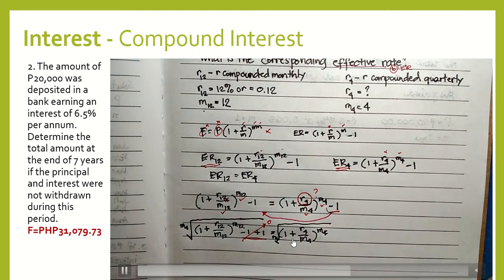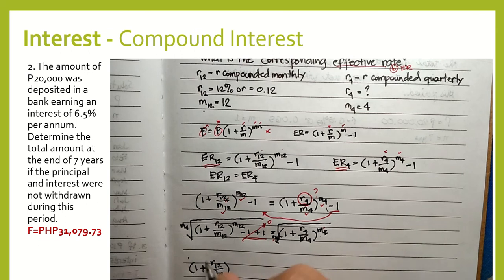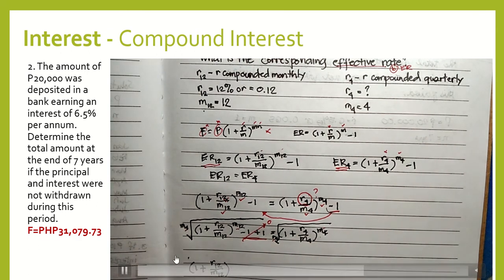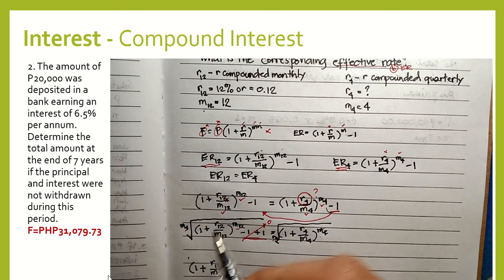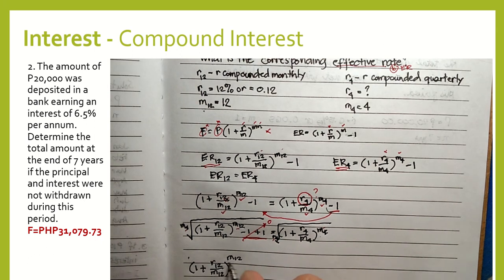Okay, take note, we can eliminate the M sub 4 root of a term raised to power M sub 4. So we can remove that, and rewriting, we have 1 plus the quantity of 1 plus R over M. Now take note of this, M sub 12 is the exponent while the radical is M sub 4. So how will we rewrite that one? That is M sub 12 over M sub 4.